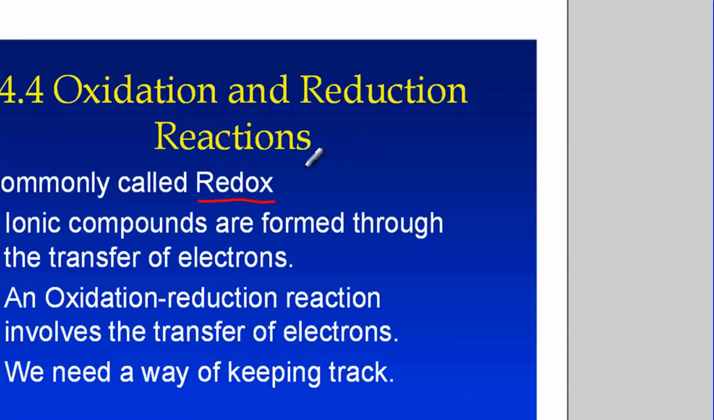recognizable patterns. A redox reaction could also be a type of combination reaction. It could also represent a decomposition reaction. It could fall with a single replacement reaction, and even the combustion pattern.